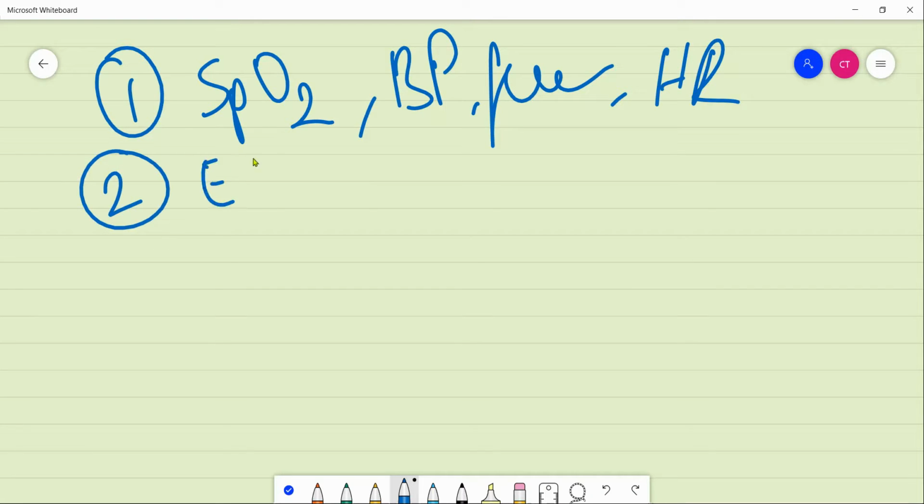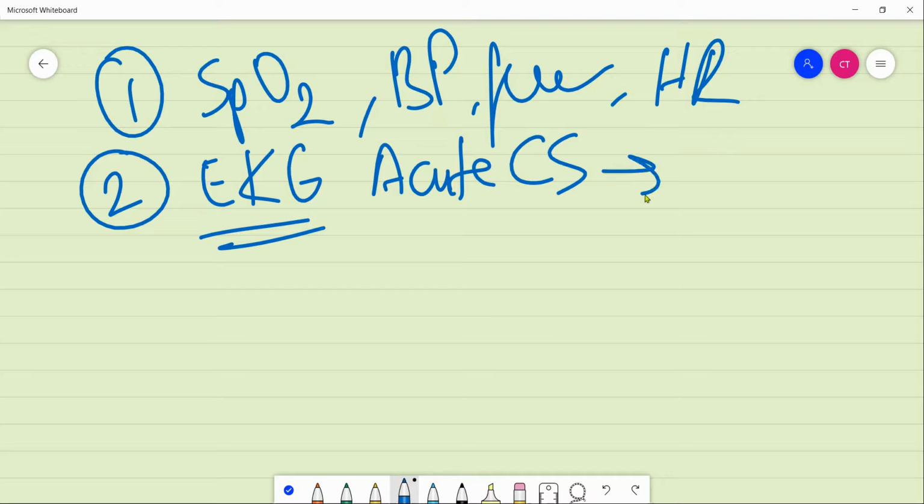Second, get an EKG. EKG is very important in these patients because they may present with dyspnea, and in a COPD patient the physician would think, okay, the exacerbation is the primary diagnostic possibility. However, an acute coronary syndrome may also present with dyspnea. And dyspnea, especially in elderly patients, is sometimes much more evident than chest pain, especially in ladies, especially in diabetic patients, and especially in elderly age.